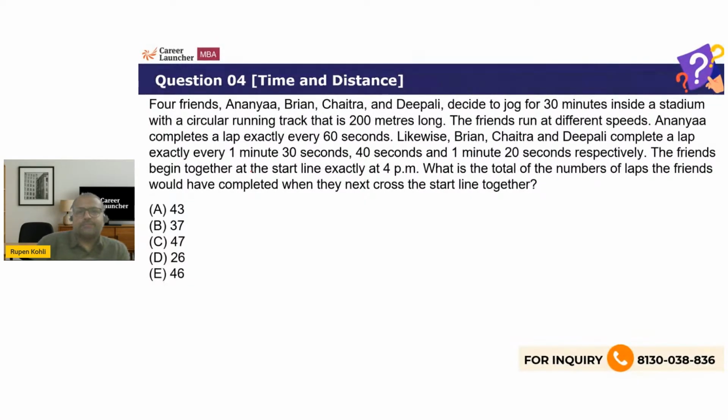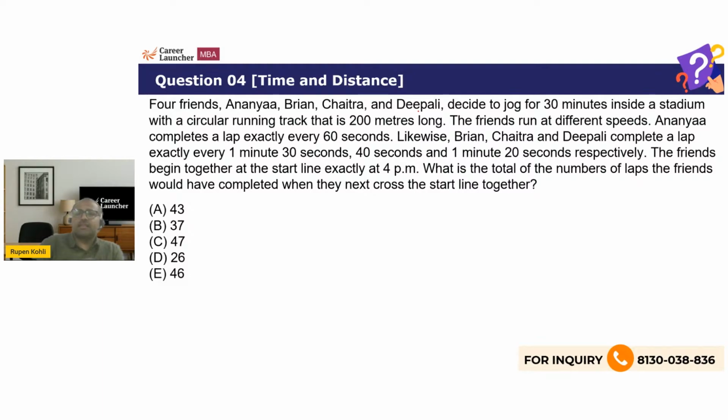Okay. Next one. Looks lengthy to read but not really difficult and doable, right? Let's see. Time and distance. 4 friends: Ananya, Brian, Chetra, Deepali. Very nice. I like these names, A, B, C, D. Right? Decide to jog for 30 minutes inside a stadium with a circular running track that is 200 meters long.